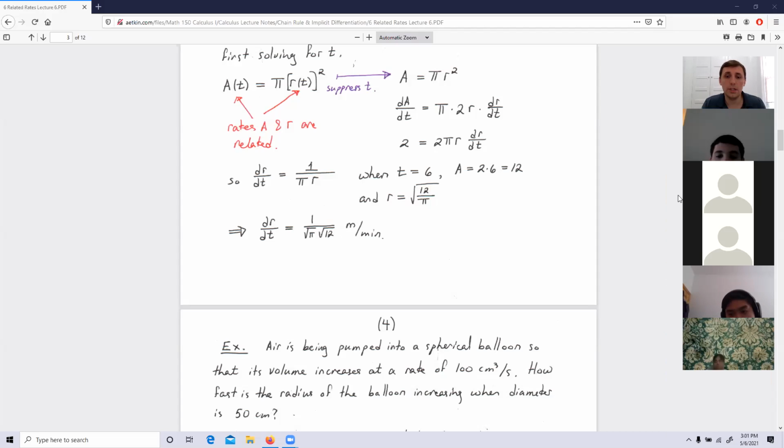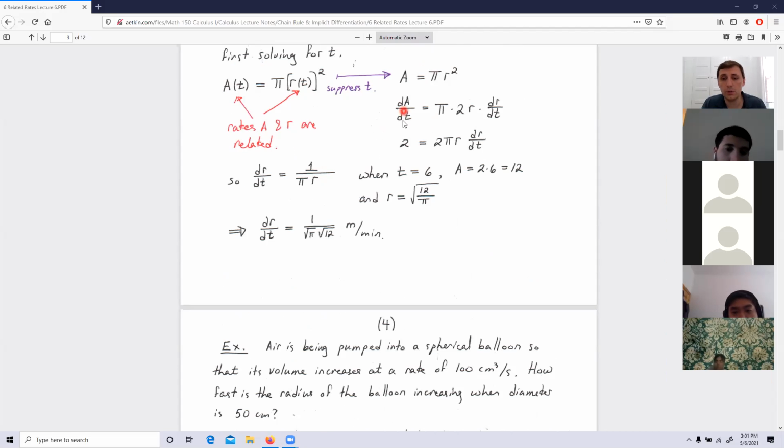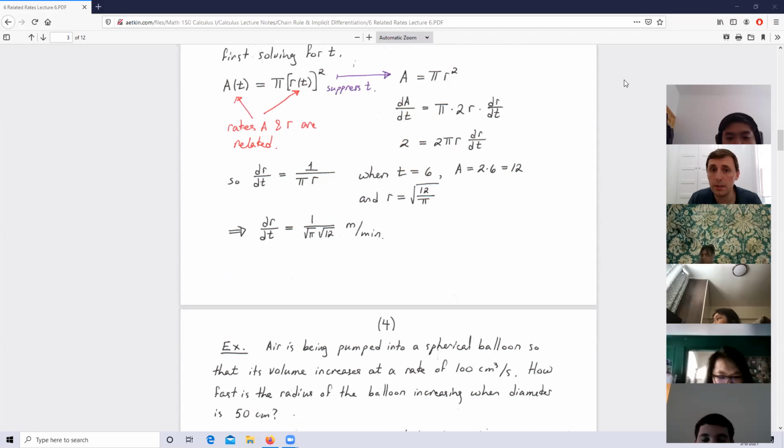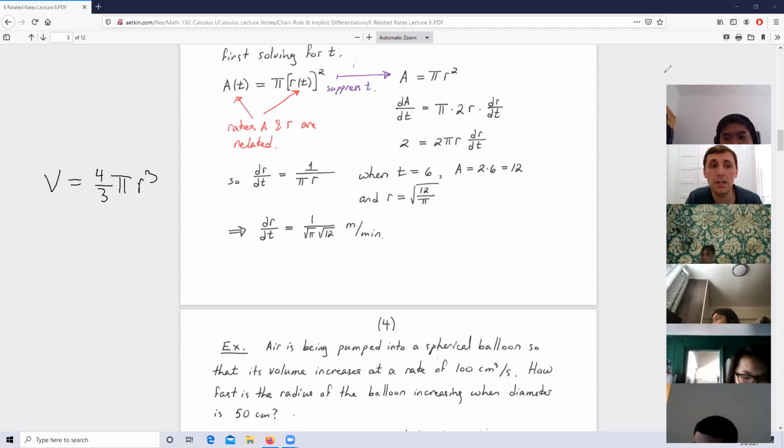Yes? So here is the situation, guys. The question is, can you calculate it? How fast is the radius of the balloon increasing when the diameter is 50 centimeters? Diameter, make sure you understand diameter. Let me remind you what is the formula for volume of a sphere. Volume of a sphere is 4 over 3 pi r cubed. You remember that? You need that, of course, because you need to relate volume of a sphere to the radius. Now, if you understood, please calculate the rate of change of the radius at the moment where the diameter is 50 centimeters.